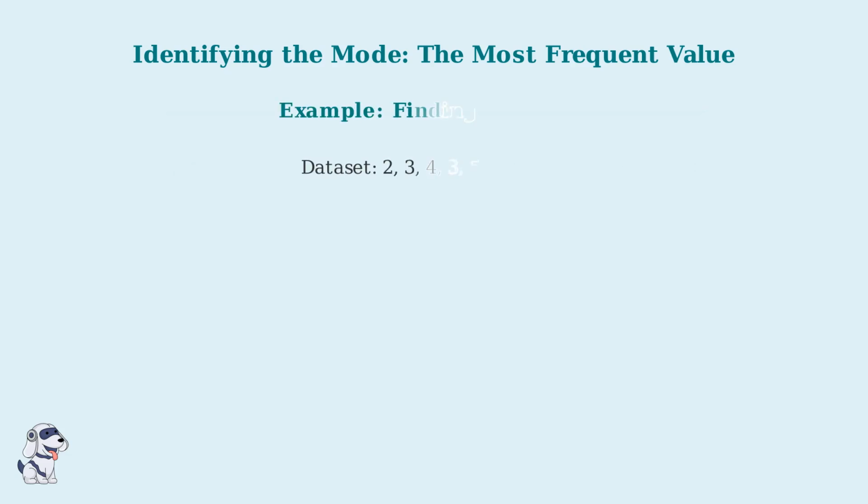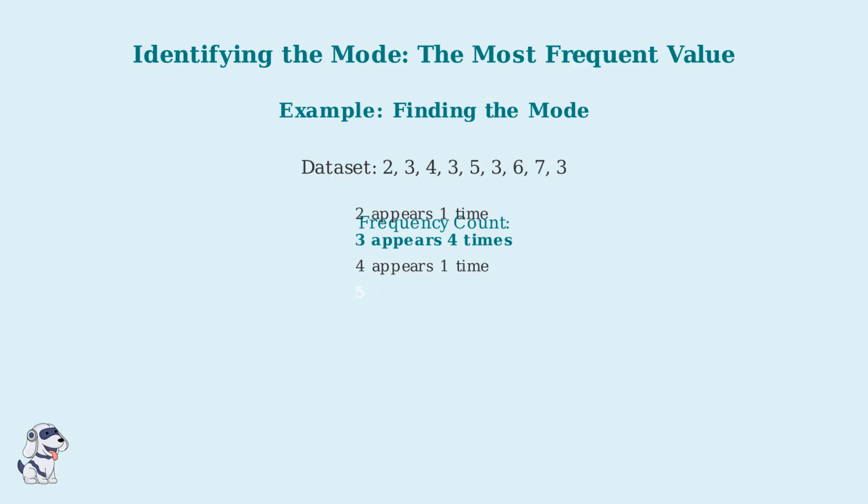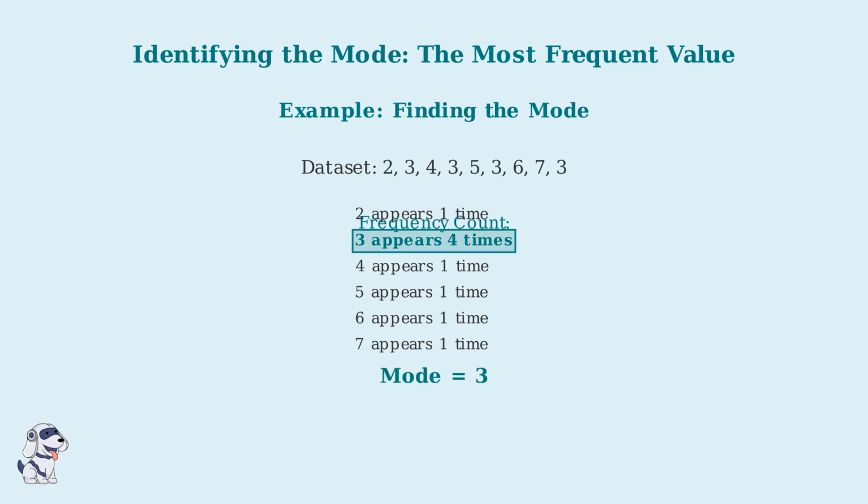Let's work through a simple example. Consider this dataset: 2, 3, 4, 3, 5, 3, 6, 7, 3. To find the mode, we need to count how many times each value appears. Let's count the frequency of each value. The number 2 appears once, 3 appears 4 times, 4 appears once, 5 appears once, 6 appears once, and 7 appears once. Since the number 3 appears most frequently with 4 occurrences, the mode of this dataset is 3.